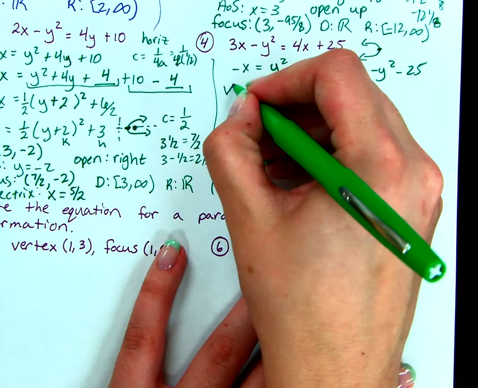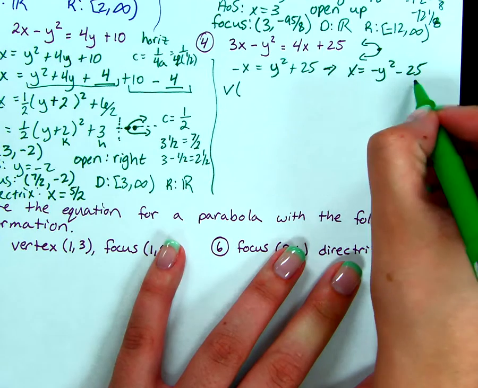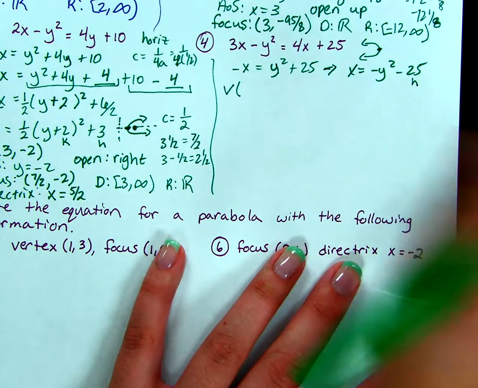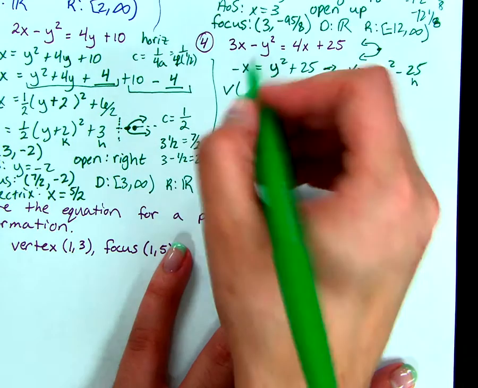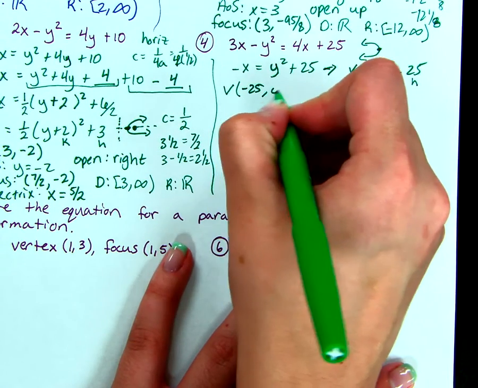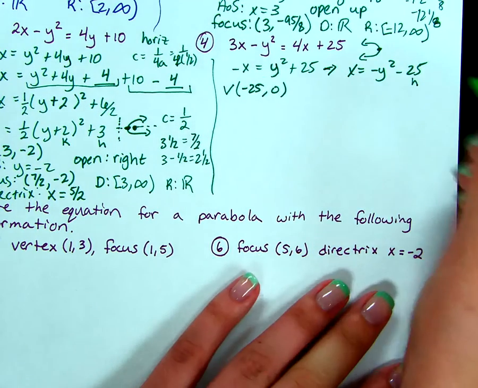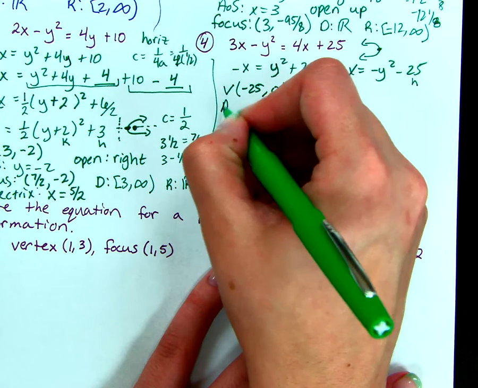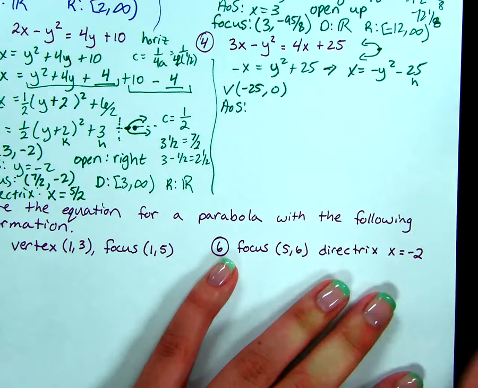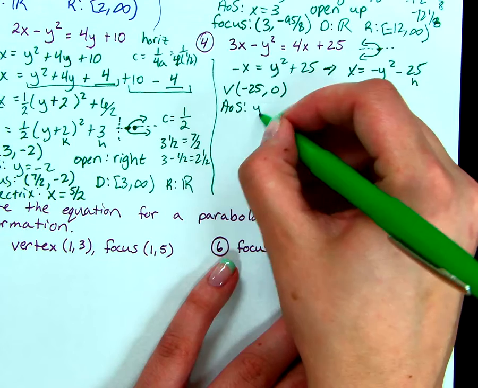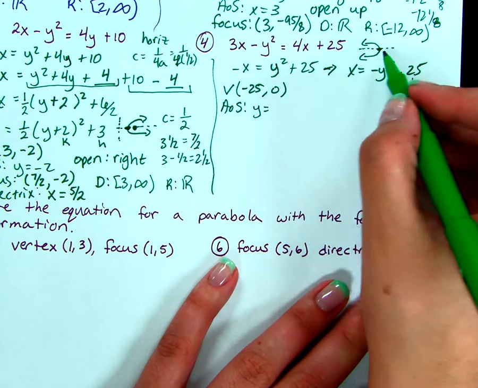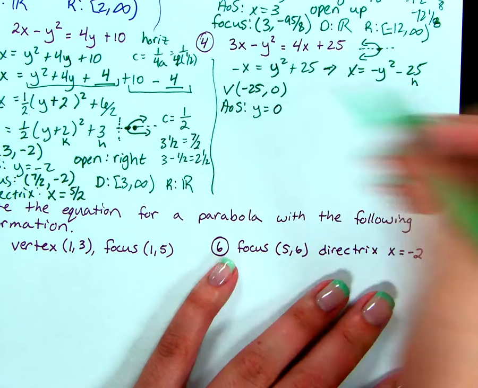So the vertex is going to be, again, this is our h on the outside, because our x and y switched, so that means h and k also switched. So it's going to be negative 25, comma 0 for the vertex. And then the axis of symmetry. Again, that's the line that goes right through the vertex, and it's horizontal, so y equals. And then we need the y value, so it's going to be 0 this time.